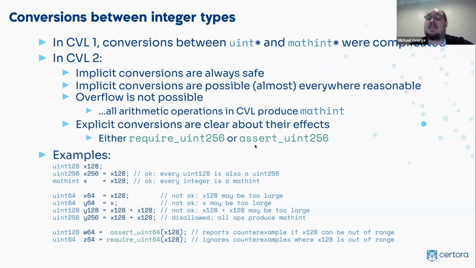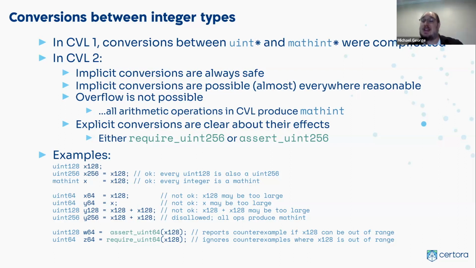The other kind of cast is an assert cast. This works similarly, except instead of requiring that the value's in bounds, it asserts that the value's in bounds. So you'd use this if you think, I'm pretty sure that no matter what, this value is going to be in bounds.